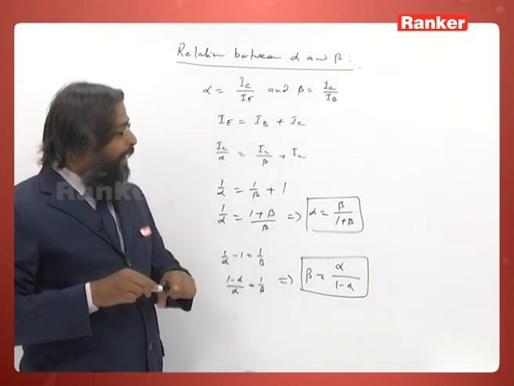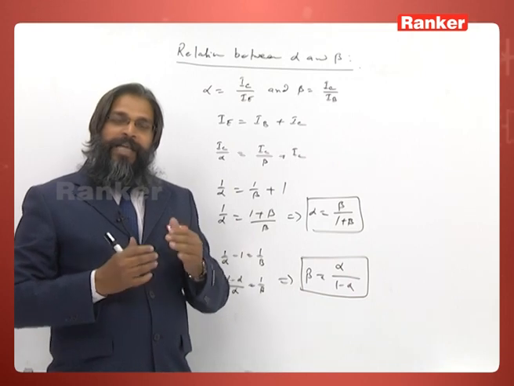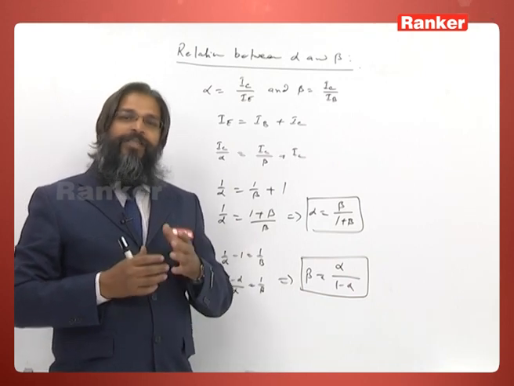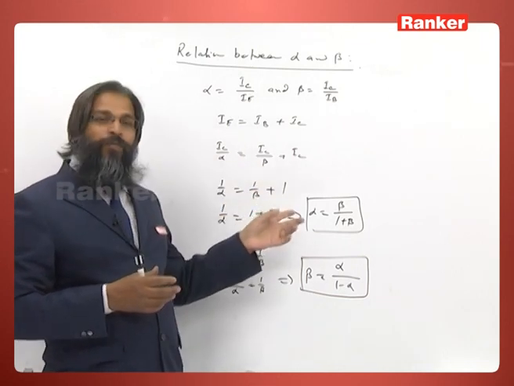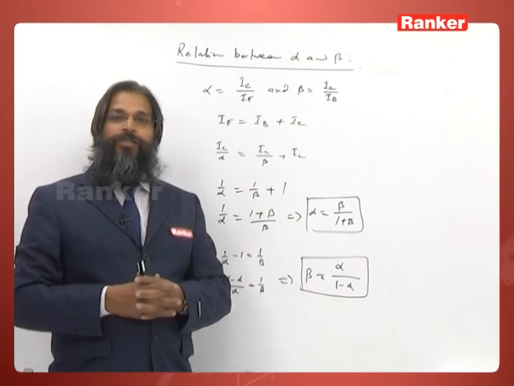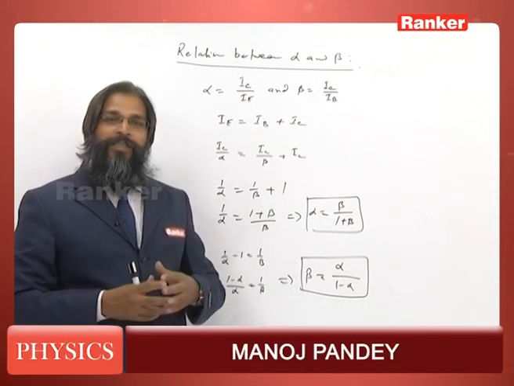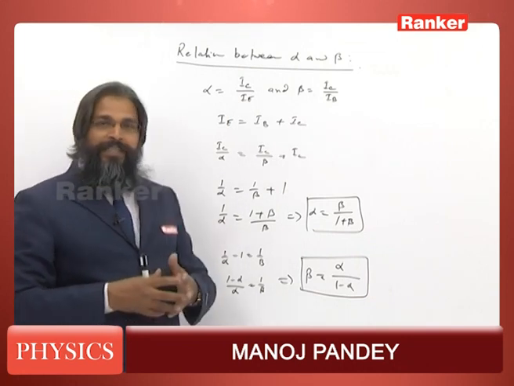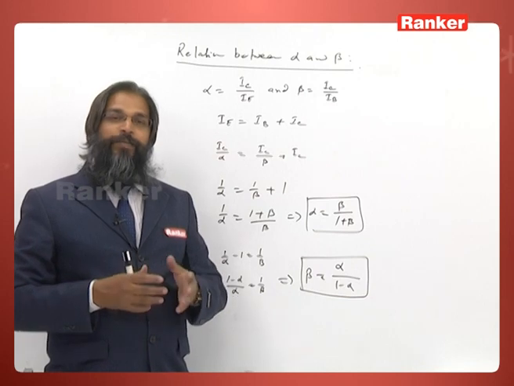So, now we have completed our transistor action, how transistor action takes place and how to relate these currents alpha and beta, IE, IB and IC. The next topic we are going to see is transistor biasing and characteristics of a transistor in different modes.